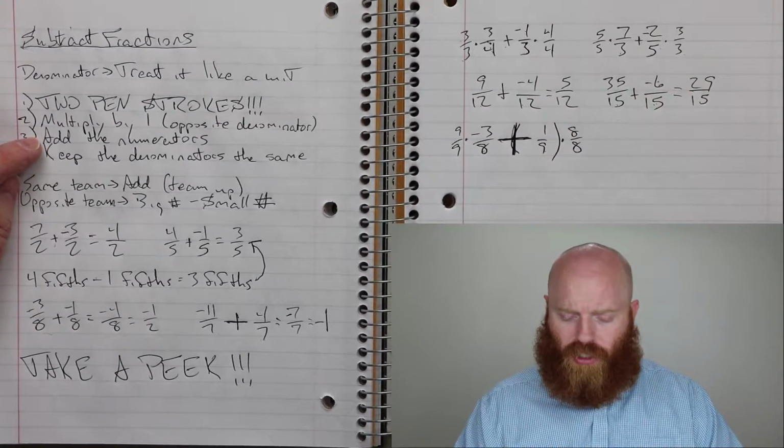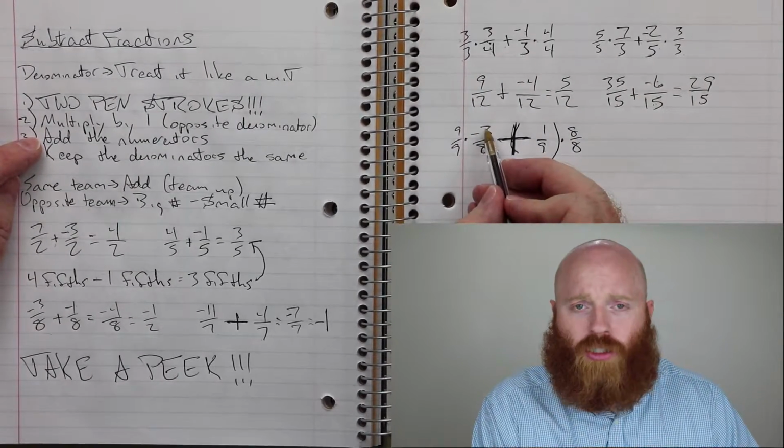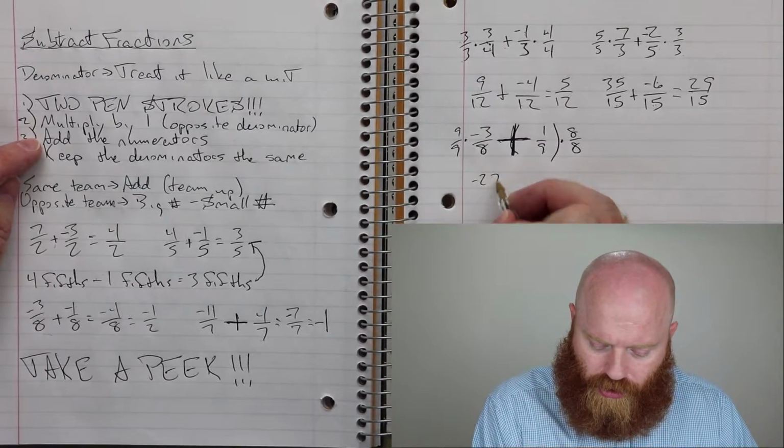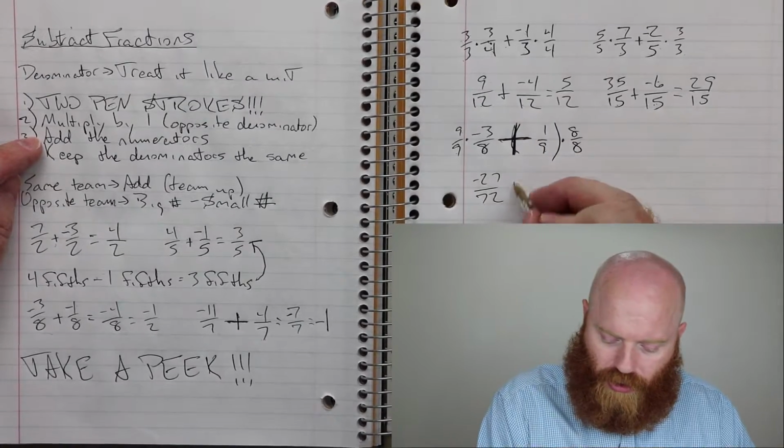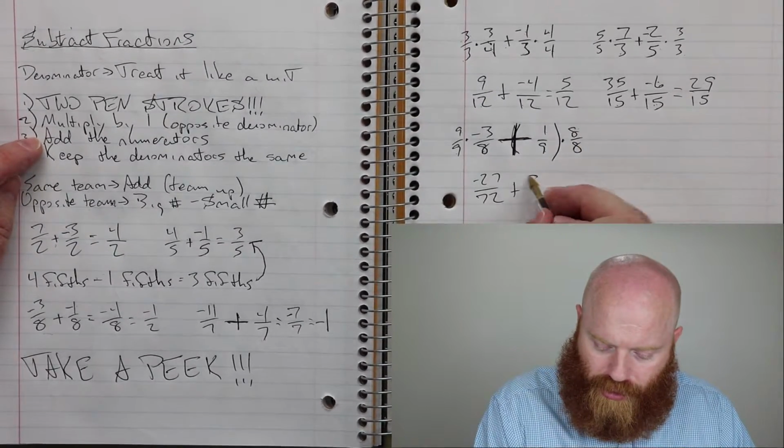And then multiply straight across, SAS. 9 times negative 3 is negative 27. Negative 27. 9 times 8 is 72. Bring down a plus. Always bring down a plus. 1 times 8 is 8.